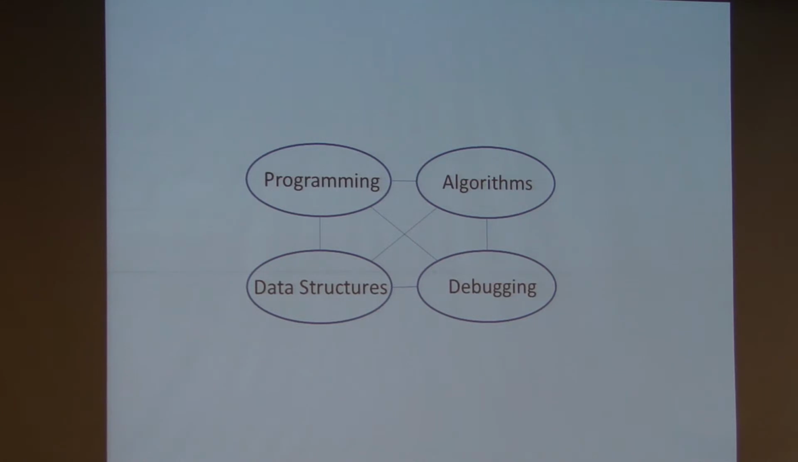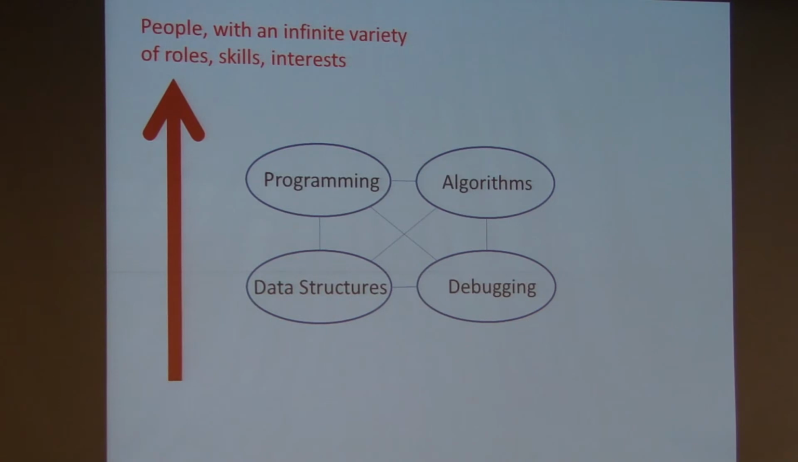But what software engineering adds to this is two more dimensions. I think of this as one central idea, but it adds two things. One is people, and of course I'm thinking about the multi-person, multi-version notion. If you're doing all this stuff, programming, algorithms, data structures, debugging, with one person, that's fine. But that's only a small subset of what actually gets done in the real world.